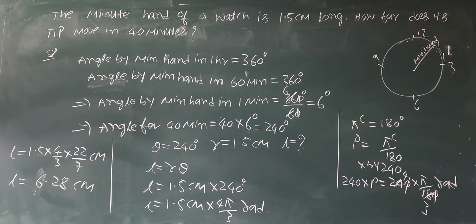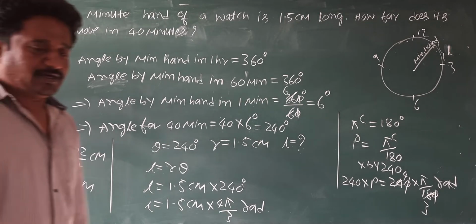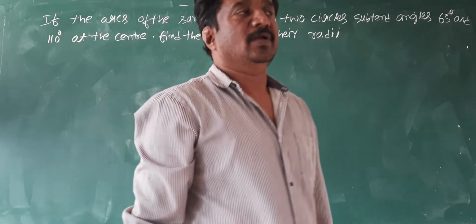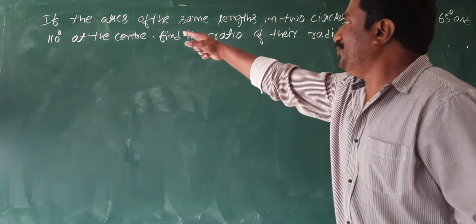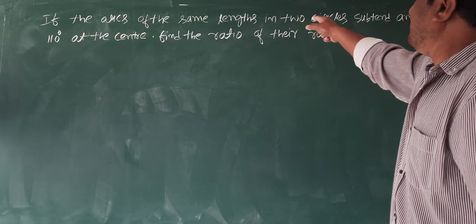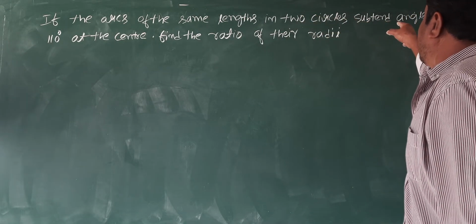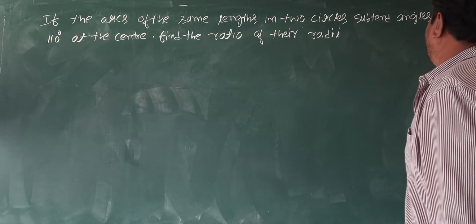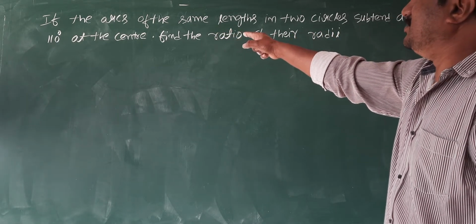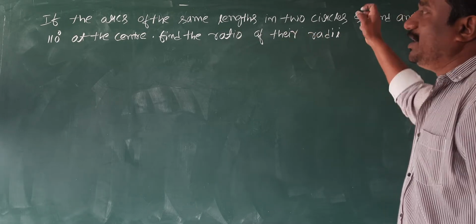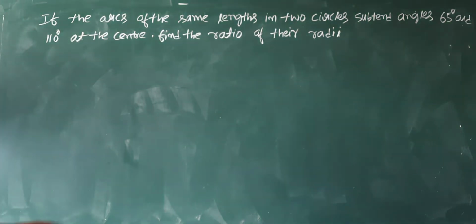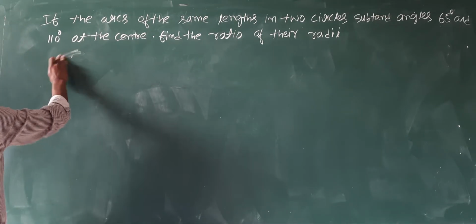Let us go for solving one more question. Look at this, students, one more simple question. If arcs of the same length in two circles subtend angles 65 degree and 110 degree at the center, find the ratio of their radii.